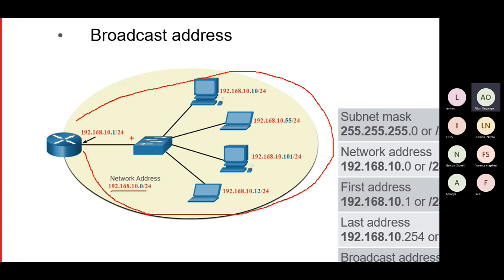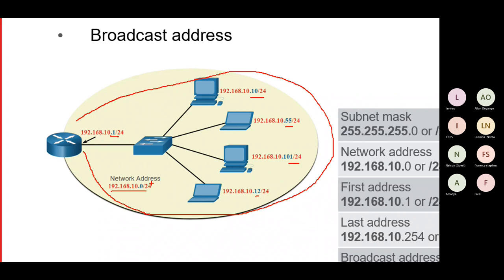We'll see some variations. The router is always, not a must, but always, assigned the first address, which is 10.1, as you can see here. But it is not a must. You can assign it the last or any other, but for order, we always assign the router the first usable IP address. Then the others can be assigned, like this PC is assigned 10.10. This laptop is 10.255. This PC is 10.101. This PC is 10.12.